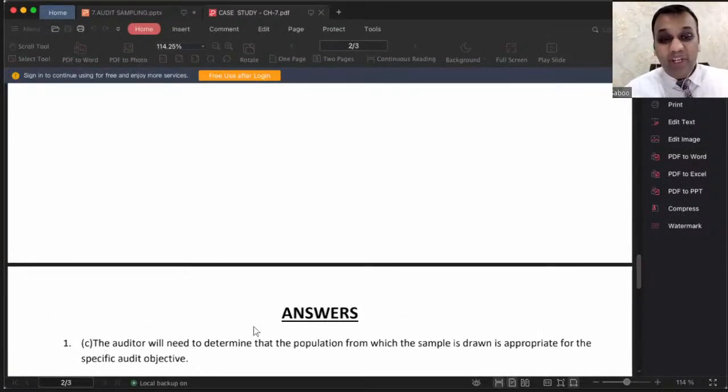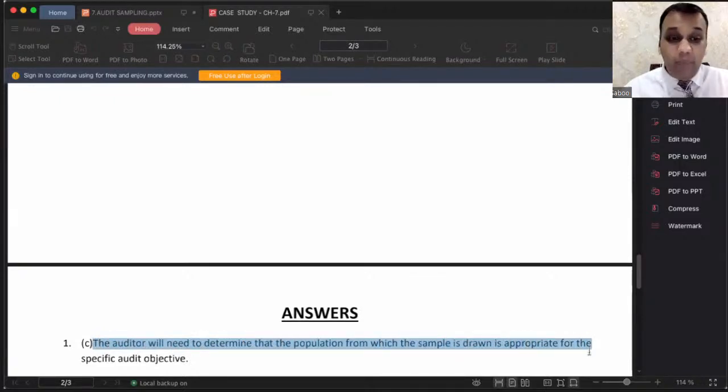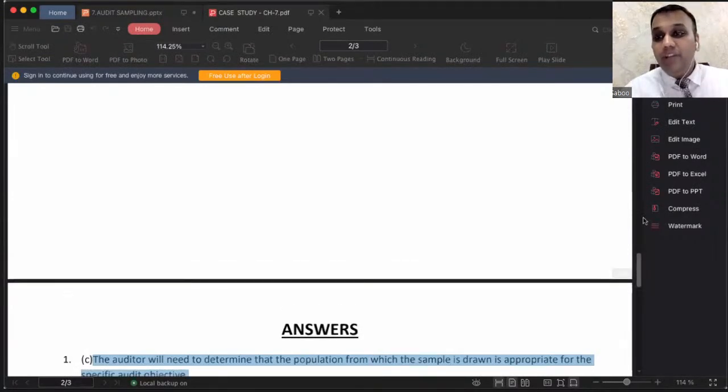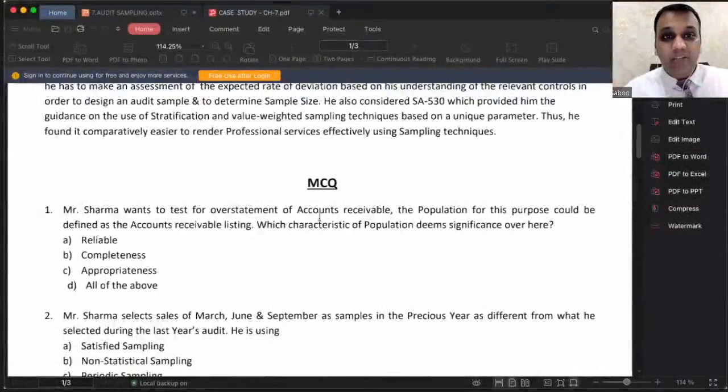It is C. The auditor will need to determine that the population from which the sample is drawn is appropriate for the specific audit objective. What is my specific audit objective over here? To test for overstatement of accounts receivable. And if you remember, I took the same example, and the same example is given in your module chapter as well, in the part where they explain the appropriateness of population. So the answer is C. We took the same example when we discussed appropriateness as a feature of the population. Coming to next question.